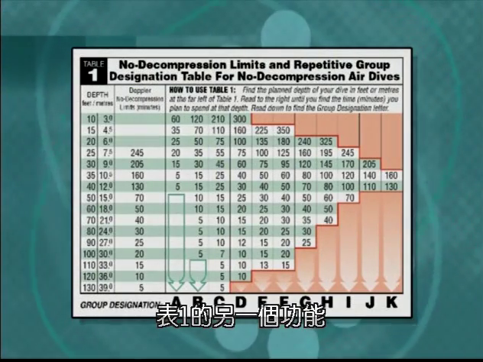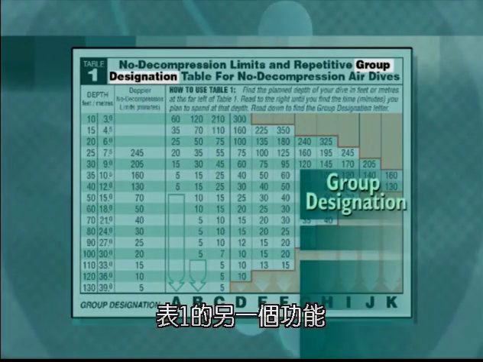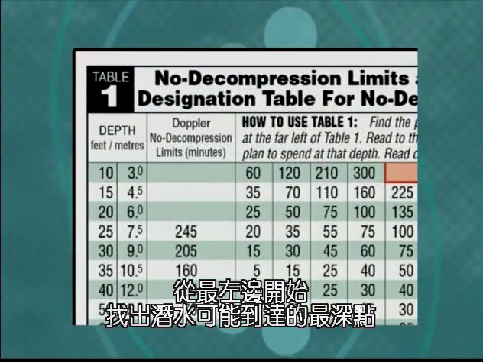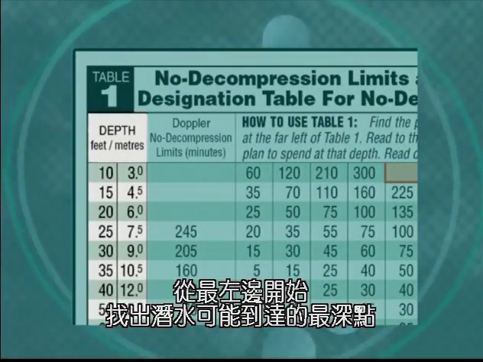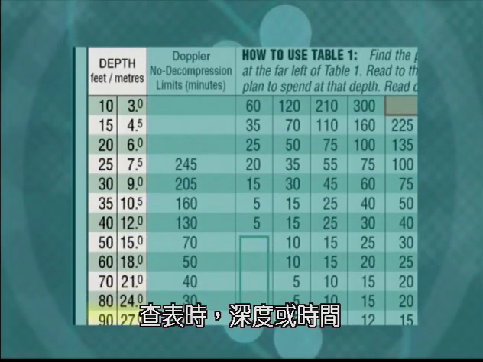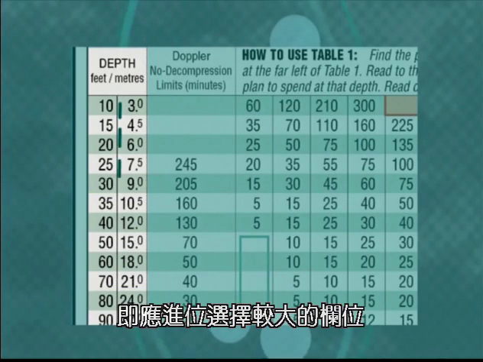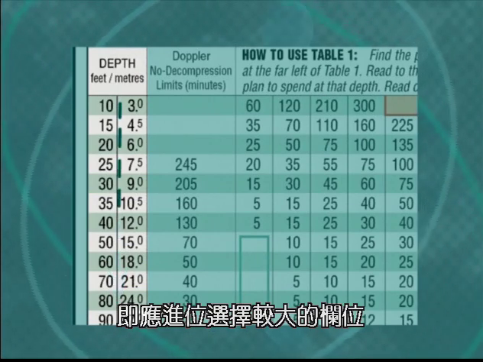The next function of Table 1 is to assign a group designation depending on how long a diver has been at a depth. Starting at the far left, find the deepest point of your dive. All numbers on the table are designed so that if a depth or time falls between listed numbers, it is rounded up to the next greater number.